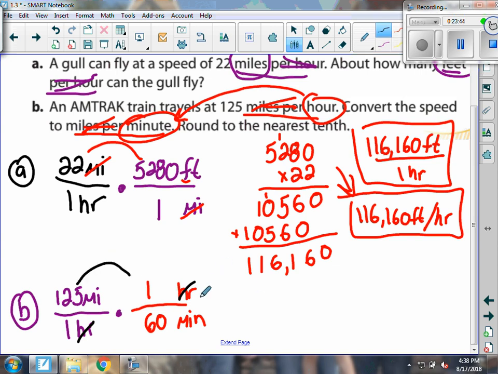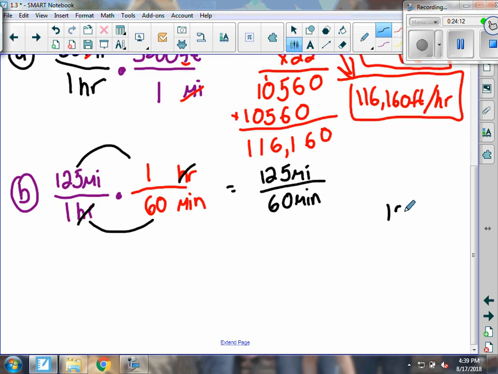Now I'm going to multiply. Multiplying 125 by 1, so it's 125 miles, over 1 times 60 is 60 minutes. But this isn't over 1. It has to be over 1 for us to be done. So what do I have to do? Remember, a fraction is another form of a division statement. So we need to divide. So this will be 125 divided by 60. How many times does 60 go into 125? It goes in 2 times.